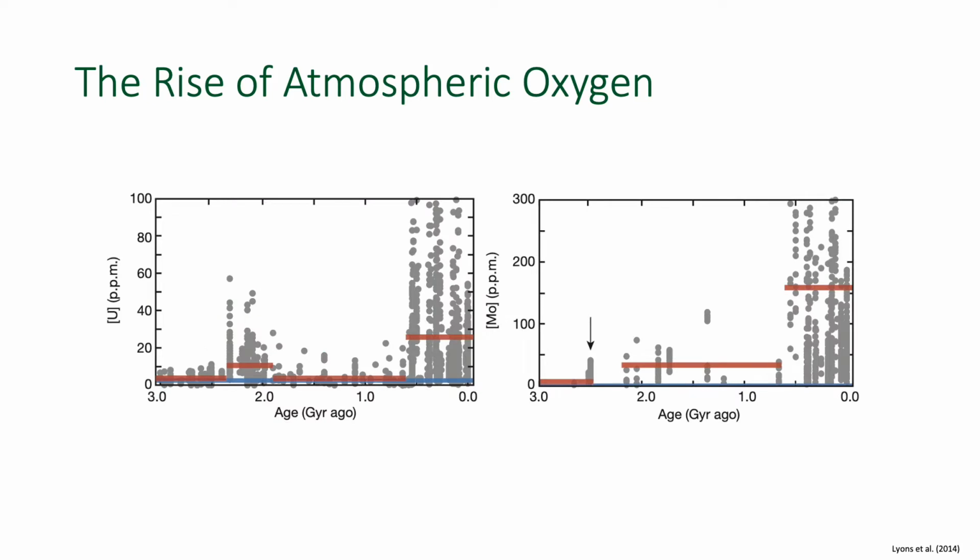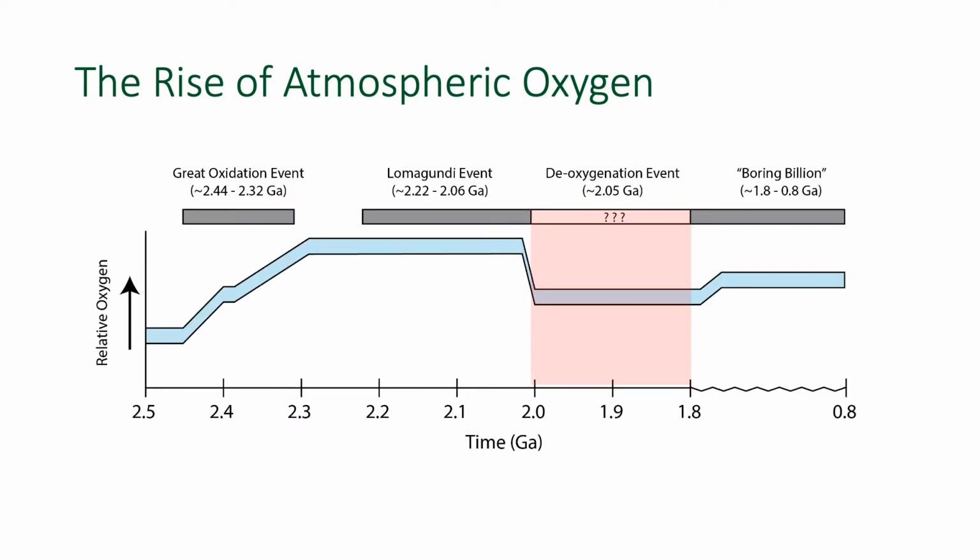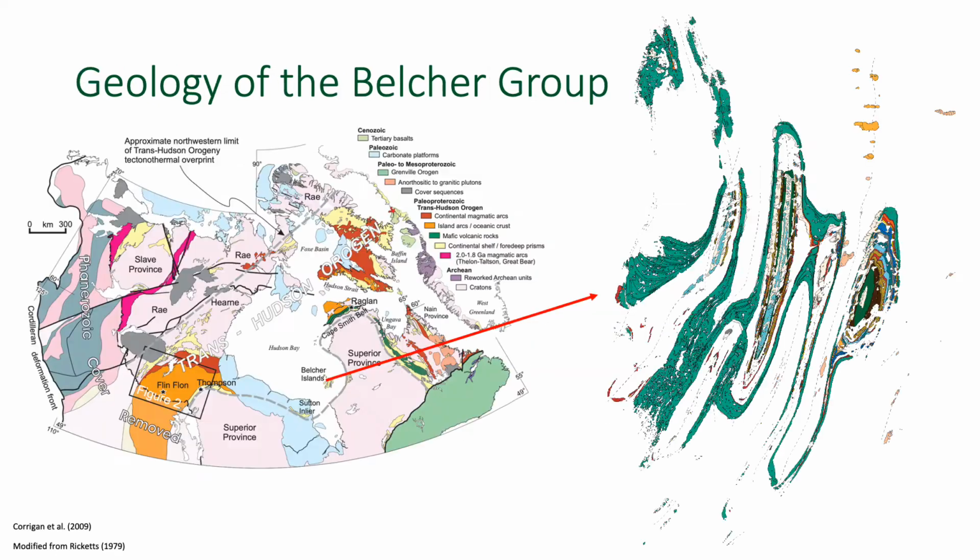Sedimentary uranium and molybdenum compilations both show a decrease in concentrations following the Lomagundi, while sulfur, carbon, and oxygen isotope studies suggest that during the waning stages of the Lomagundi, the atmosphere was starting to experience a deoxygenation event. However, a large part of understanding what exactly happened immediately after the Lomagundi, during this DOE, is our ability to find samples from that period that are easily accessed and relatively unaltered. The Belcher Group in the similarly named Belcher Islands of Nunavut offers us this chance.